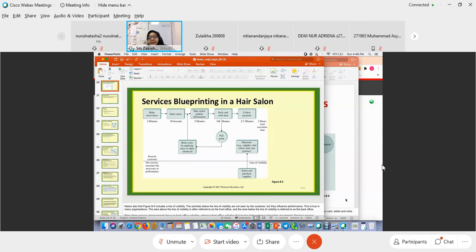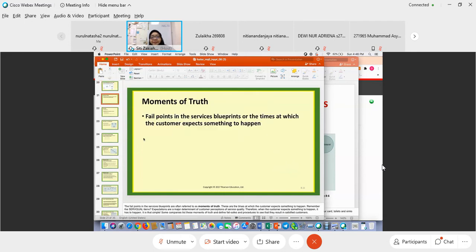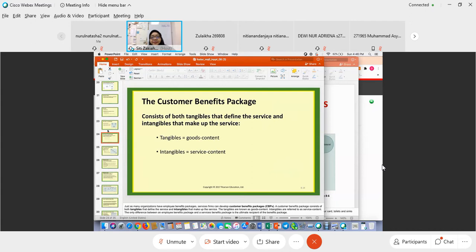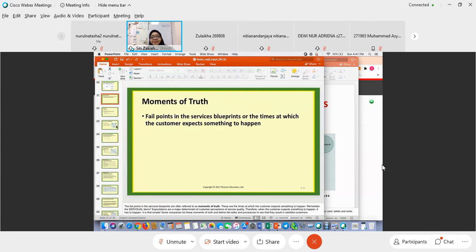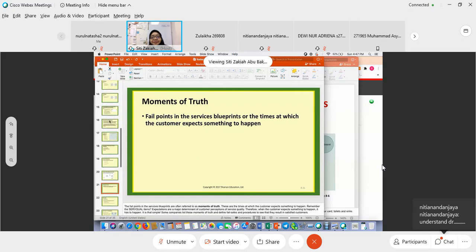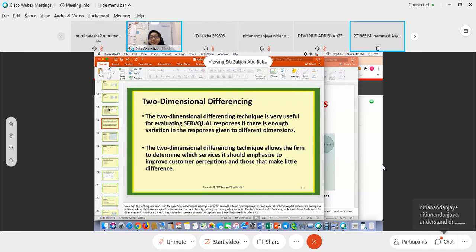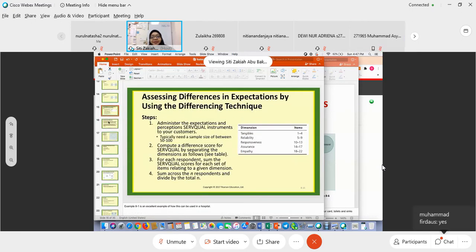Oh, Zulaika says iron for the fail-safe device or Poka-yoke. Do you understand? Okay, understand. Good.